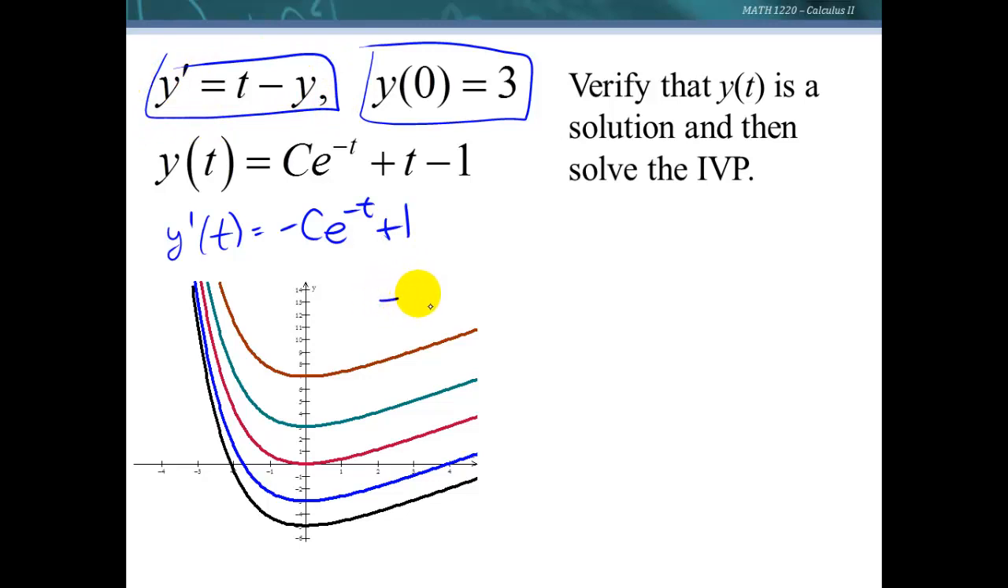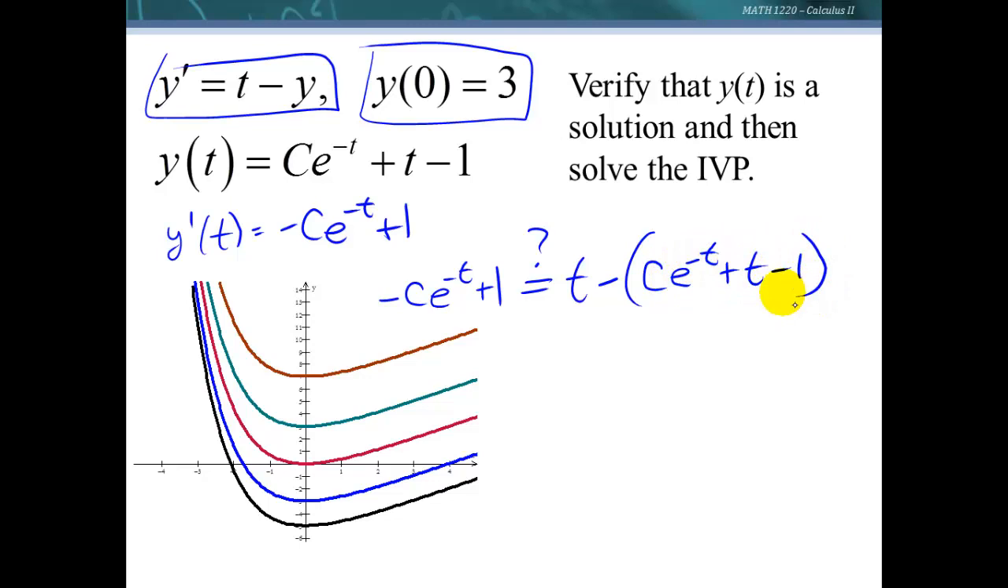So the derivative was -c e to the -t plus 1, and the question is, does that equal t minus the solution, which was c e to the -t plus t minus 1. As we look at that, we can see that if we distributed this through, the t's would cancel, and we would be left here with -c e to the -t plus 1, and that is exactly what our other side is. So yes, this is a solution.